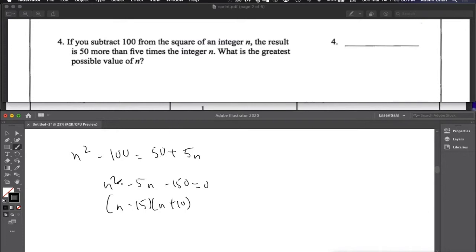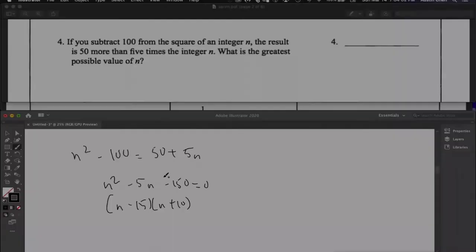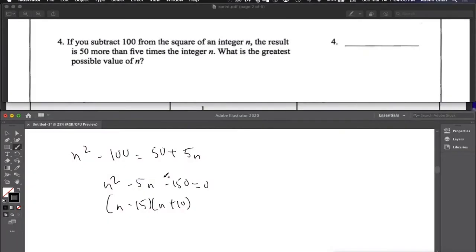Okay. So if we have n squared minus 5n minus 150 equals 0, we can factor this into n minus 15 times n plus 10, right? Because negative 15 times 10 is negative 150, and negative 15 plus 10 is negative 5. And if you can't do that, then you need to review or go through algebra 1.